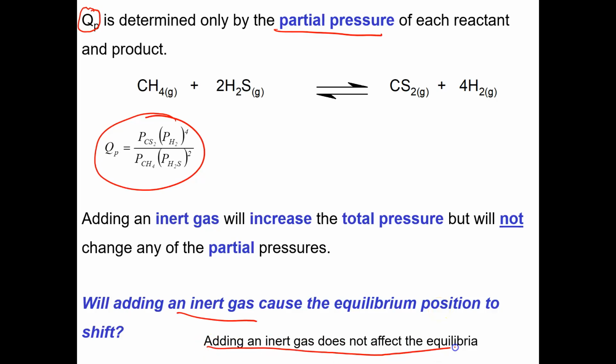So adding an inert gas does not cause the equilibrium to shift either to the left or the right. It's going to be a kind of a gotcha question if they ask you about this. Adding an inert gas does not cause the equilibrium to move.